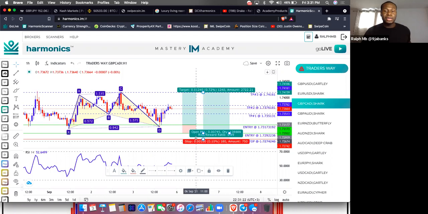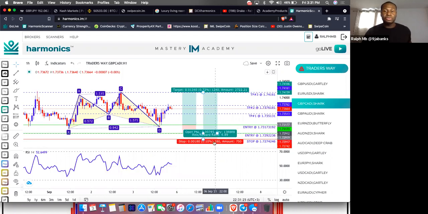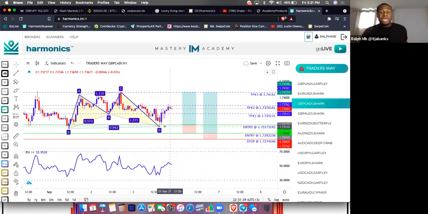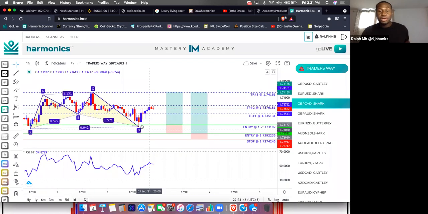So right here, we have a 6-to-1 risk reward trade. We're risking 18 pips right here. We have about a 3.8 risk reward, and we're risking roughly 26 pips, right? So now, when it reaches this D point, I want you to notice that this D point went slightly below the point of entry, right?